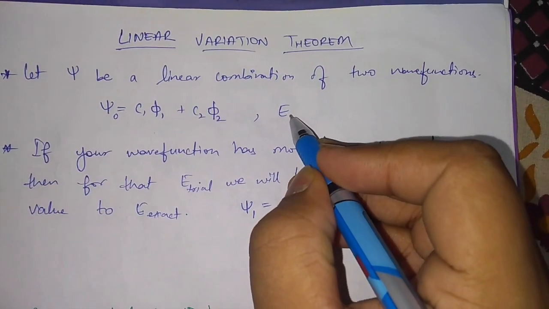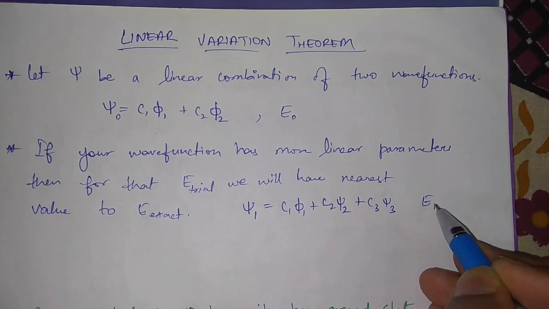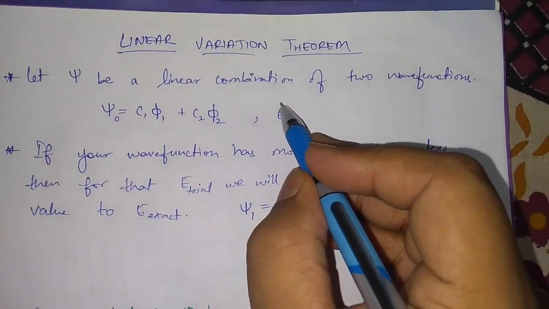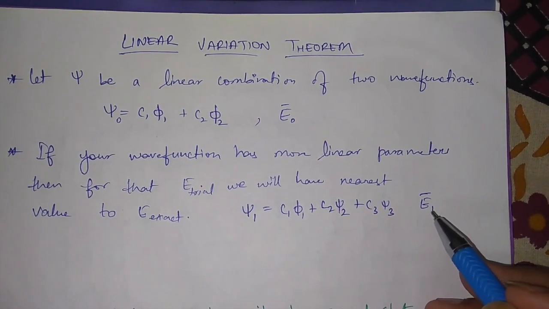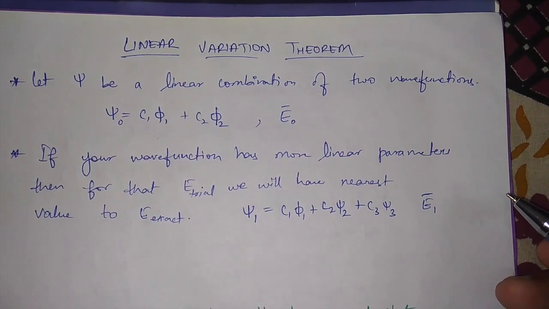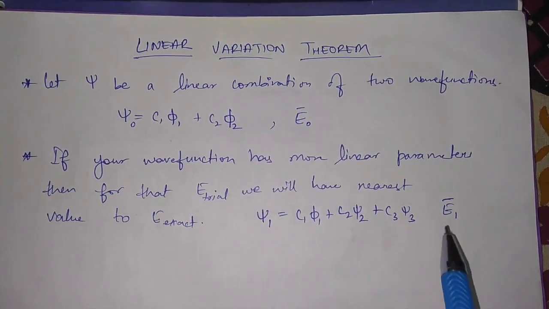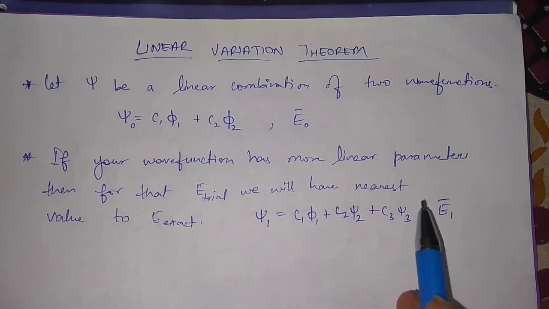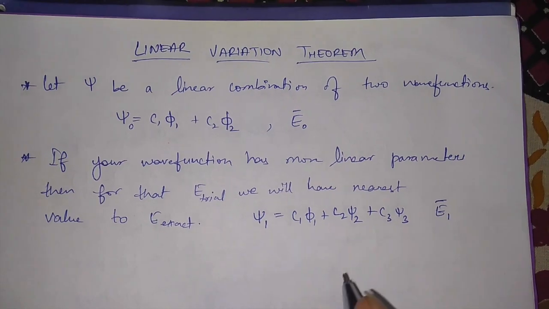So this one will give you energy of E0 and this one will give you energy of E1. These two are trial wave functions, so that's why I'm writing a bar over there, so that it signifies that these energies are the energy of a trial wave function. Now if I ask which one of these two, E1 or E0, will be closer to the E exact, what will be the answer?